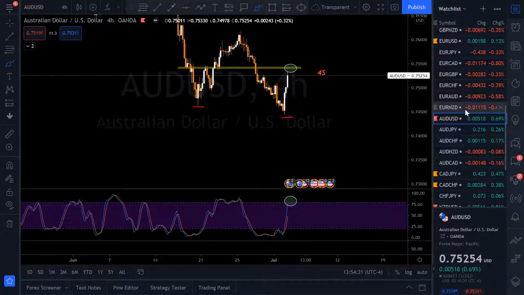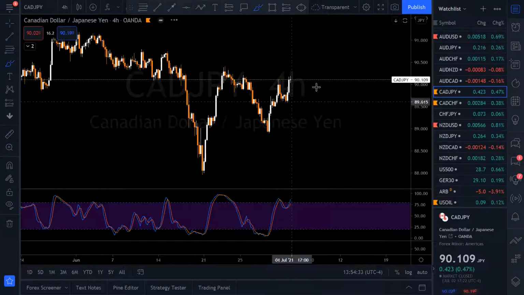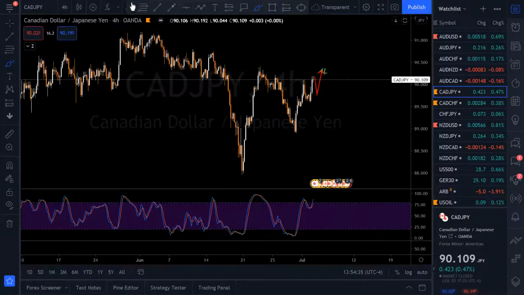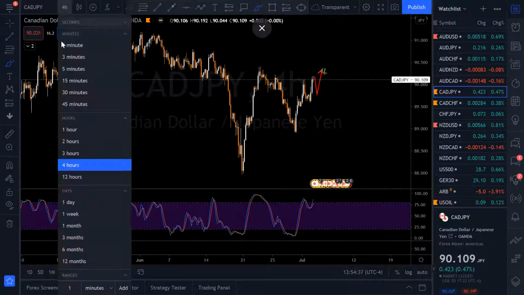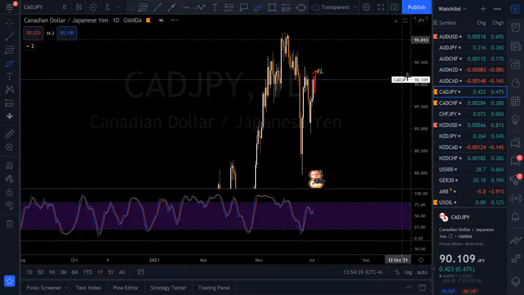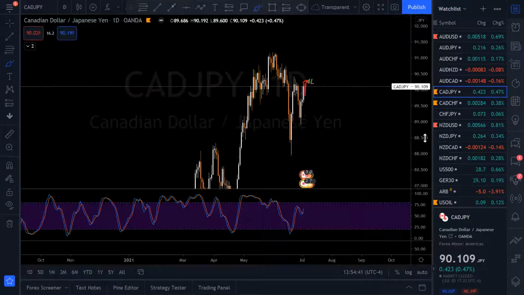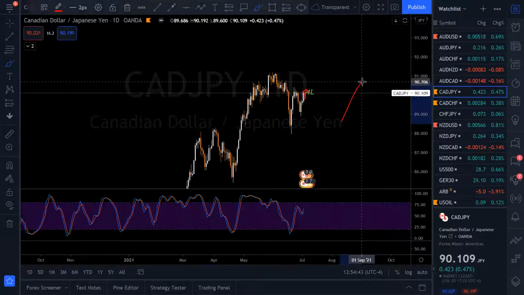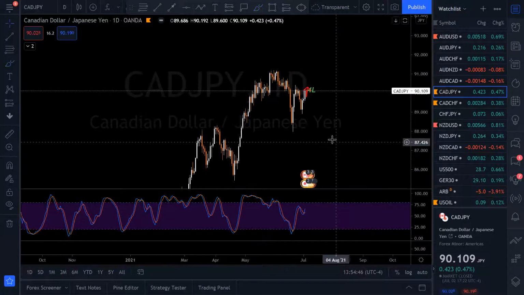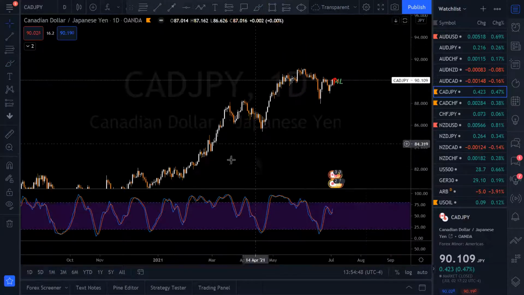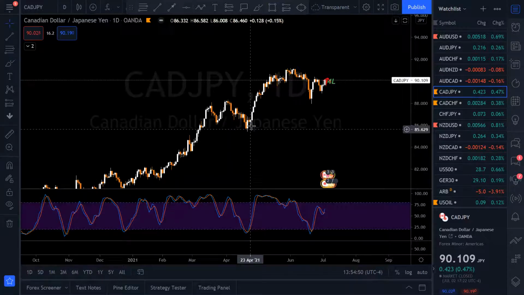Next, CAD yen. This isn't hot. This is a funky one for me, I'll be honest with you. But I'm watching it. Why? Because we're making higher highs and higher lows, right?